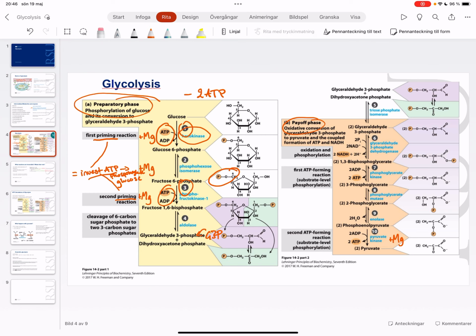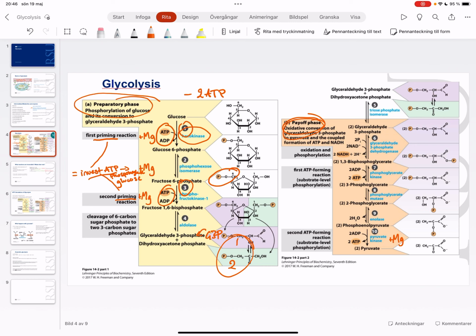Then we will go to the payoff phase. And here we will go from the glyceraldehyde 3-phosphate. Now just remember that we have the two molecules now. We have this one and this one. So 2 molecules will go through the payoff phase. So everything will be doubled. Okay. So we will use G3P for the molecule. So glyceraldehyde 3-phosphate will become 1,3-bisphosphoglycerate by the help of this enzyme.